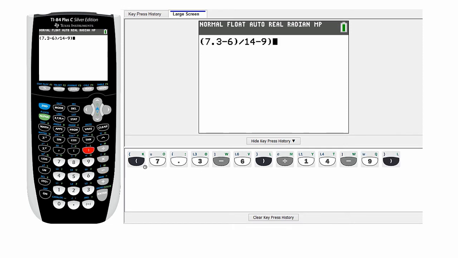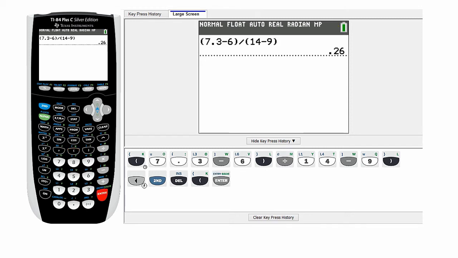I forgot my open parenthesis. I can arrow until the 1 is highlighted. Second, delete is your insert. I can press my open parenthesis now, and I have open parenthesis 7.3 minus 6, close parenthesis, divided by open parenthesis 14 minus 9, close parenthesis. Enter. My answer is 0.26.